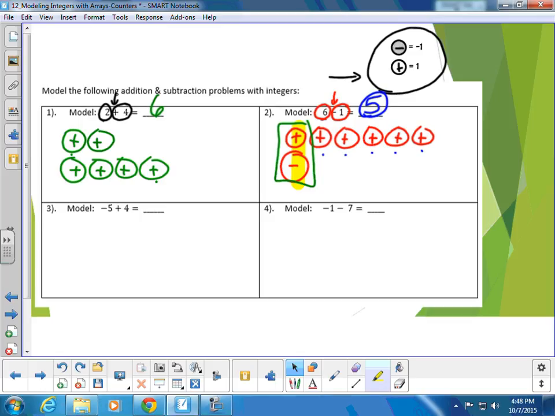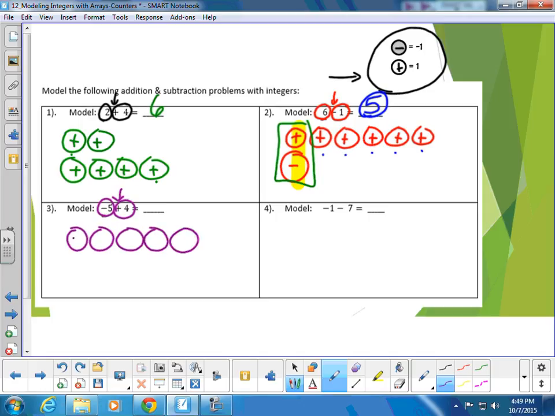If you look at number 3, our next model, we do not have a double sign in the middle, so I'm just going to circle my integers. I have a negative 5 and a positive 4. Draw your negative 5. And I'm going to draw my positive 4.